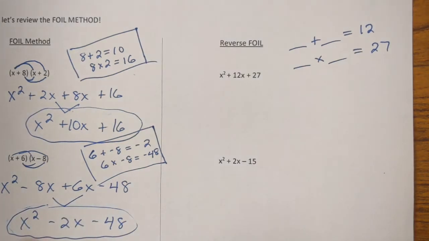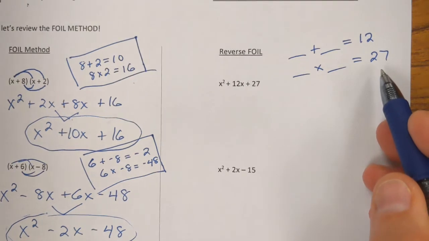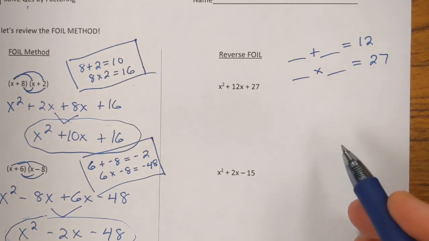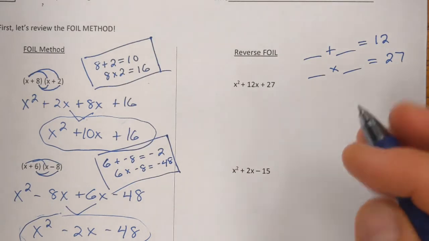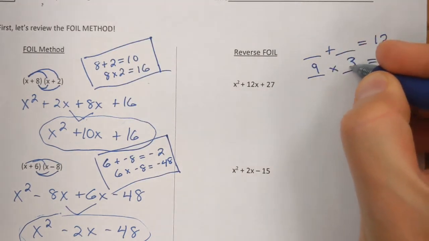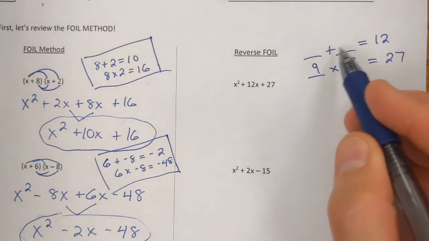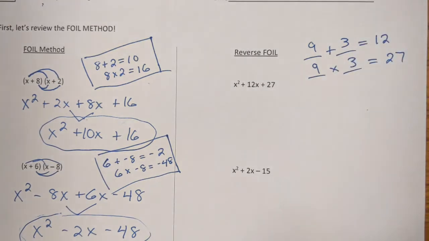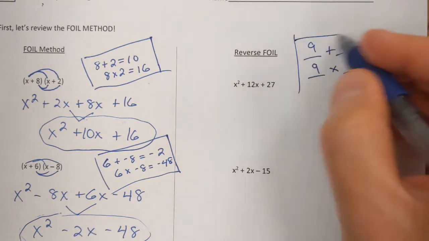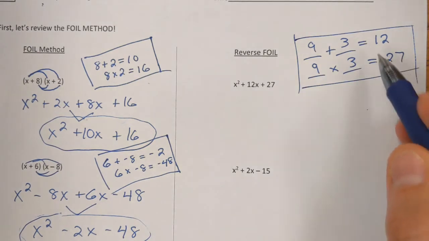Now I don't have any great technique on how to do this. What I'll do a lot of times is try to think in my mind, what numbers multiply to 27? I know 27 times 1 does, but the only other one that really jumps out at me is 9 and 3. I know 9 times 3 equals 27. Let's see if it also fits this first condition here. Does 9 plus 3 equal 12? Well, yes, it does.